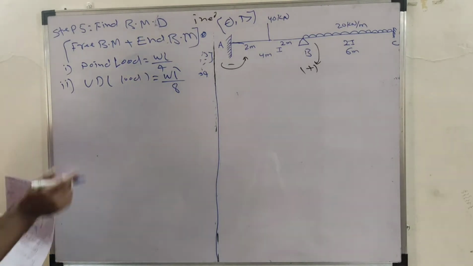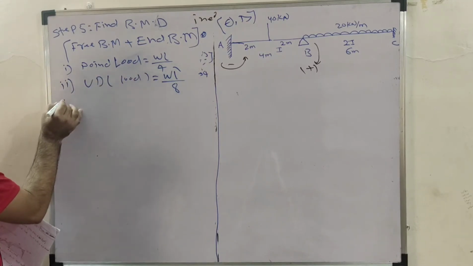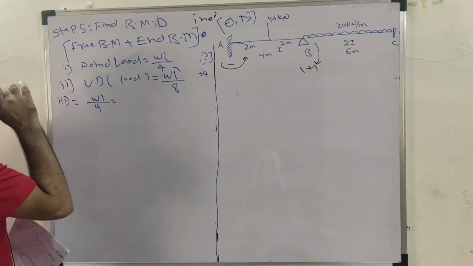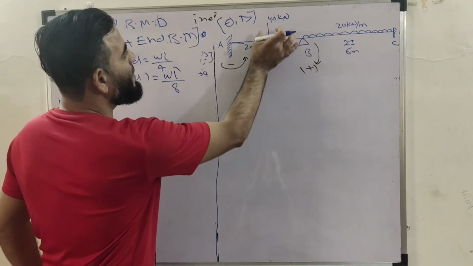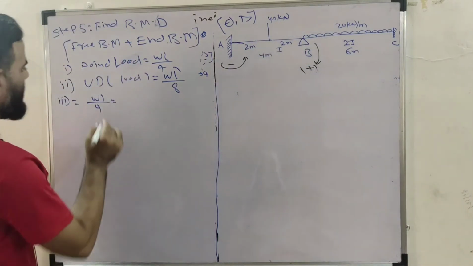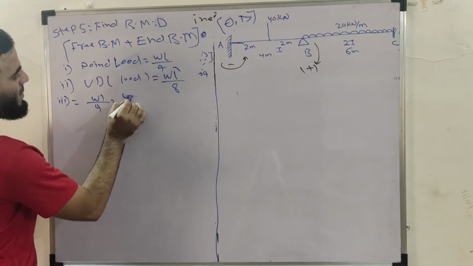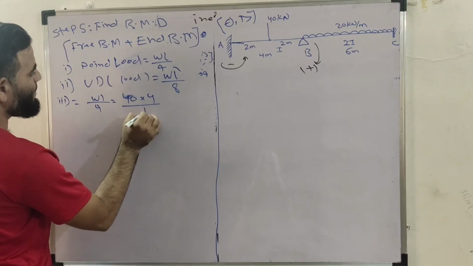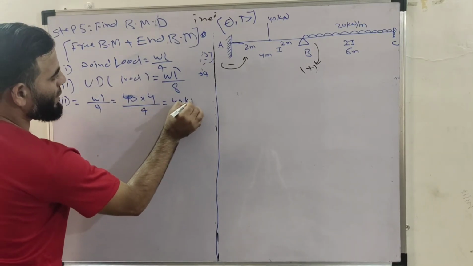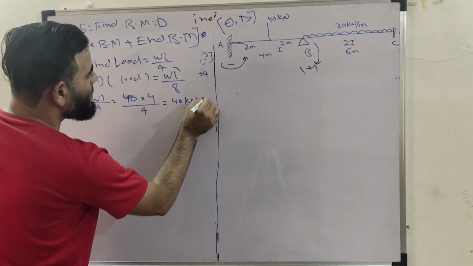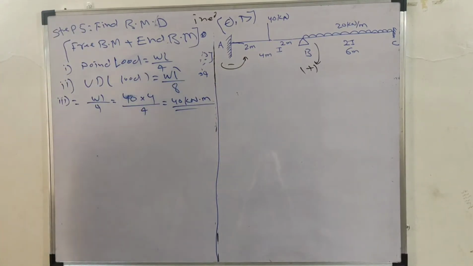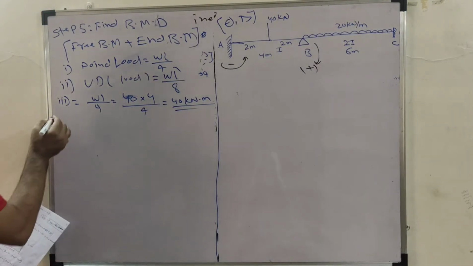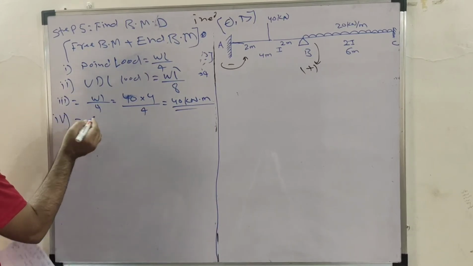Now we will find out the first equation, WL by 4, for AB. W into L by 4, where W is 40 into L is 4, divided by 4. This is 40 kilonewton meter. This is due to the point load. We got it.